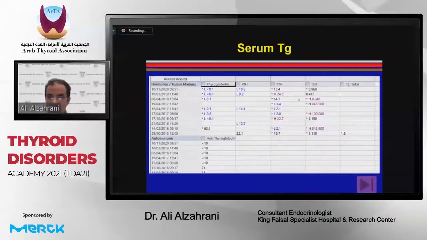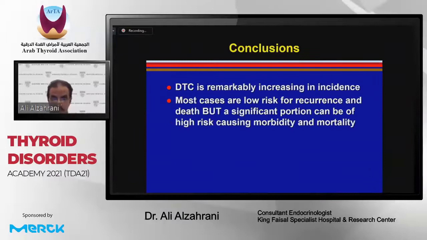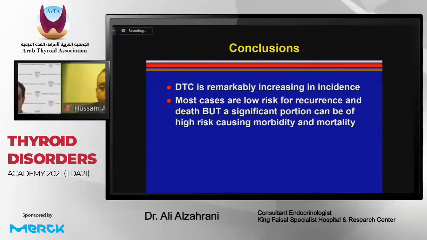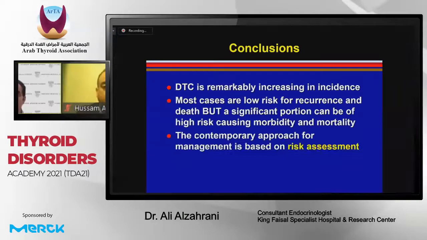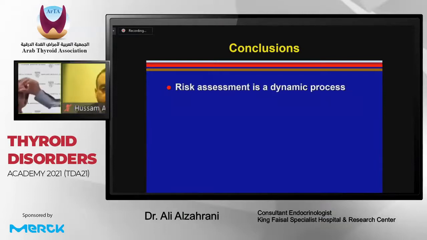So I am not going to go to case number 4 because we don't have time, but I'll go to conclusions. So thyroid cancer is remarkably increasing in incidence. Most cases are low risk for recurrence and mortality, but a significant portion of patients can be of high risk, and those are the ones that need active management to avoid morbidity and mortality. The contemporary approach for management is completely based on risk assessment, and we talked about this. Risk assessment is a dynamic process. It's not the same all the time.